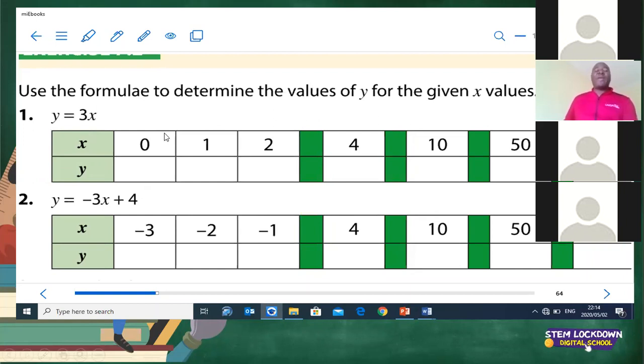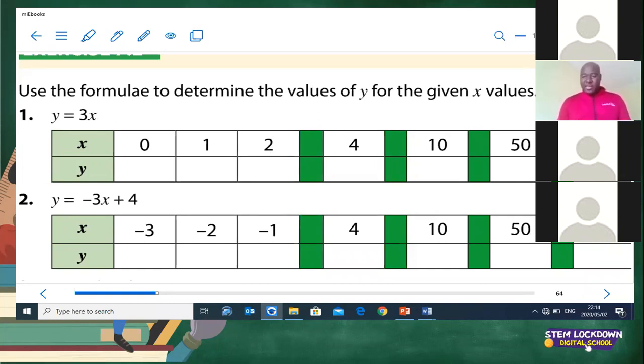And for the second one, if x is 1, then you'll have y is equal to 3 times 1, which is 3. So y is going to be equal to 3. Can we find the other values? If x is 2, what will be the value of y? In other words, where there is x, you're going to put 2. So what will be the value of y if x is 2?